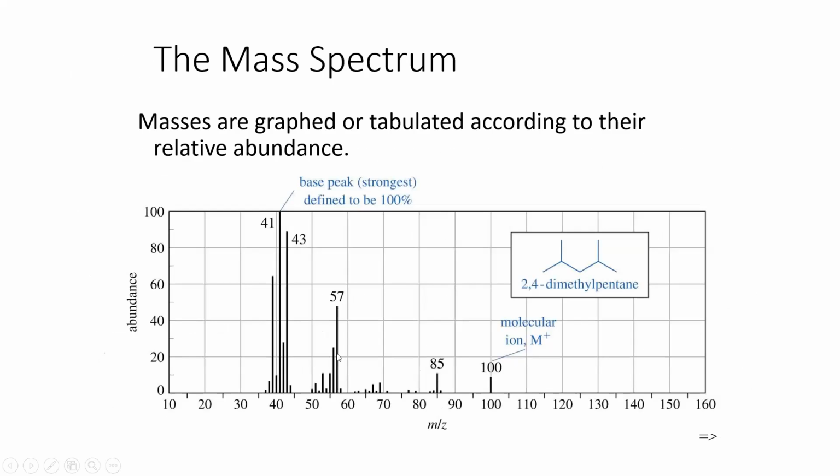This is another example. So you have your abundance on your y-axis, and you have the charges, your M over Z value.